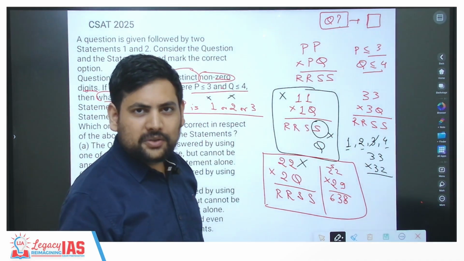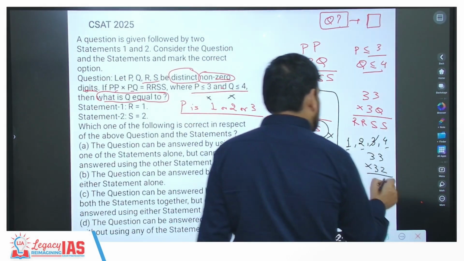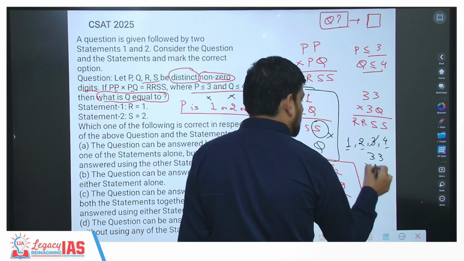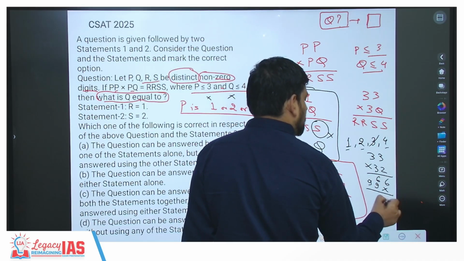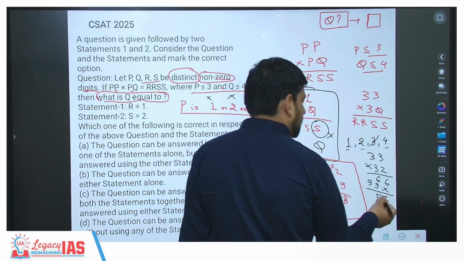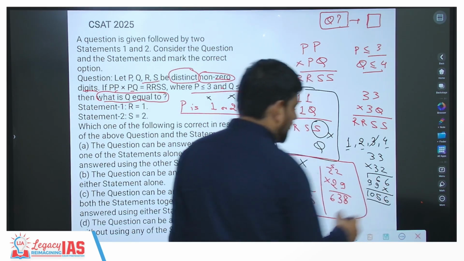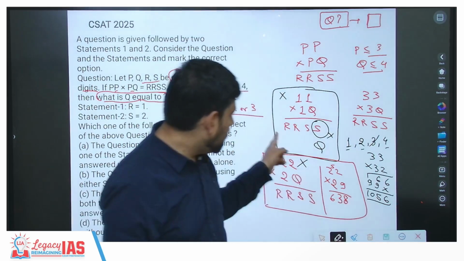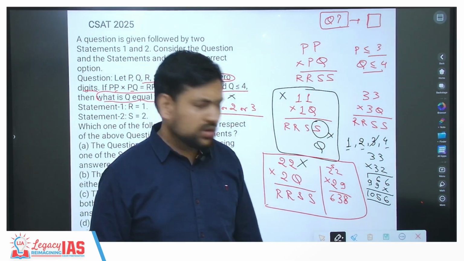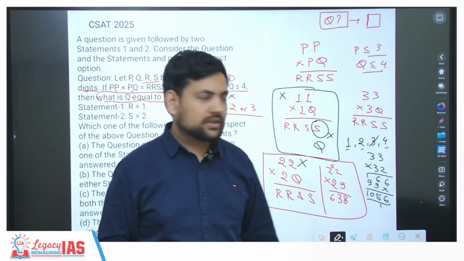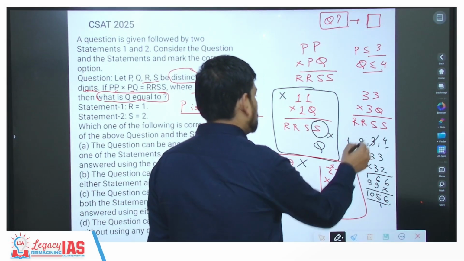Do you think it will reach 4 digits? Let's see. 2 3s are 6, 2 3s are 6, cross 3 3s are 9, 3 3s are 9. So this comes out to be 6, 15, 1 carry and 1 carry. So this becomes 1056. Is it following our format of double R double S? No, it is not. These two digits are different. First two digits are also different. So that means 2 is also not possible.